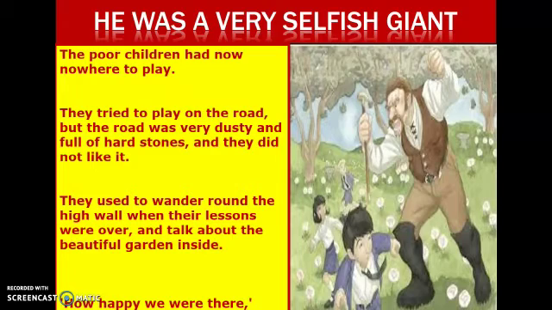Now the poor children had nowhere to play. They tried to play on the road, but the road was very dusty and full of hard stones, and they did not like it. They used to wander round the high walls when their lessons were over, and they used to talk about the beautiful garden inside. They loved to go, but they were helpless. "How happy we were there," they said to each other. So they remembered those days when they played happily in the giant's garden. But sadly, now they were not allowed.